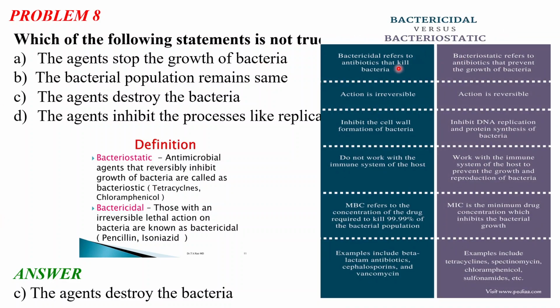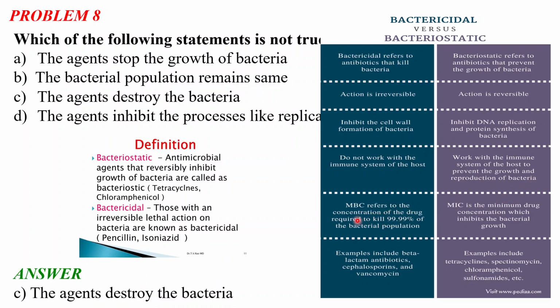So what are the differences? Bactericidal refers to antibiotics that kill bacteria, but bacteriostatic refers to antibiotics that prevent the growth of bacteria. The action of bactericidal agents is irreversible, but the action of bacteriostatic agents is reversible. The bactericidal inhibit the cell wall formation of the bacteria. The bacteriostatic inhibit the DNA replication and protein synthesis of the bacteria. The bactericidal do not work with the immune system of the host, but bacteriostatic agents work with the immune system of the host to prevent the growth and reproduction of the bacteria.